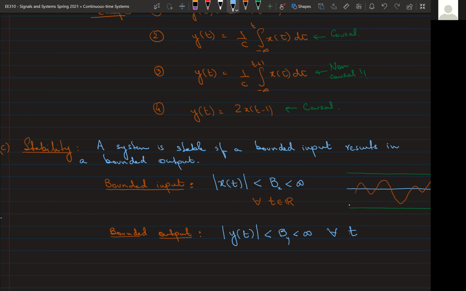And the energy does not count as the output, the bounded output that we are defining here. So a signal being bounded or unbounded is a property which is different from a signal being of finite energy or of infinite energy. So these are two different things. Okay, thank you.